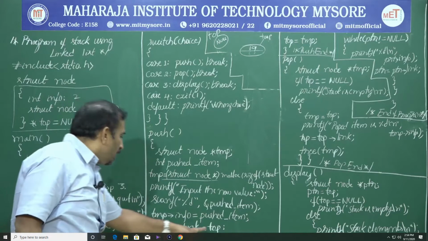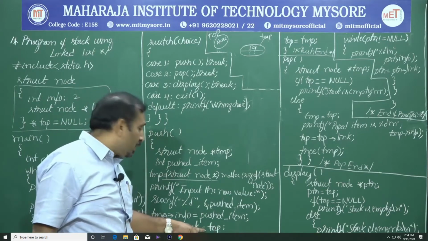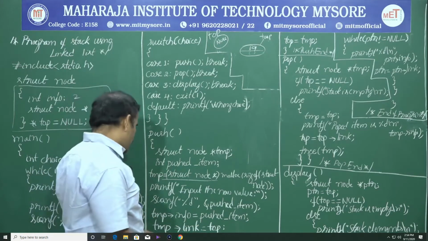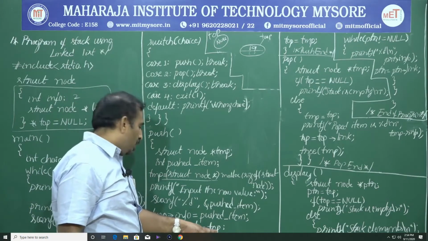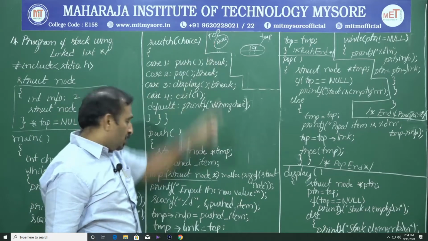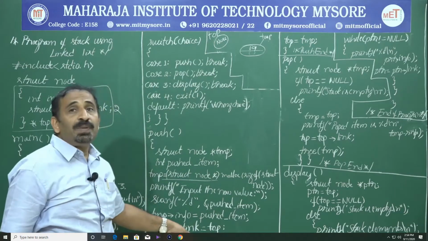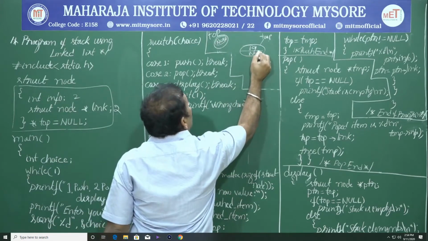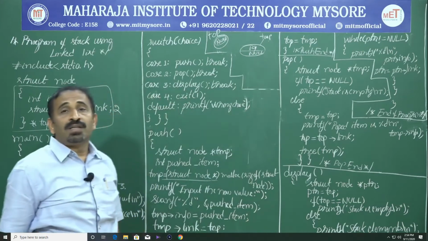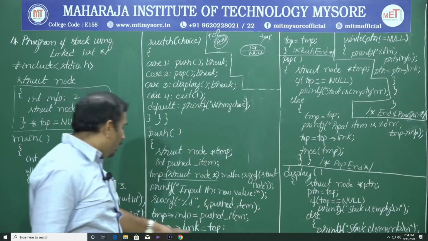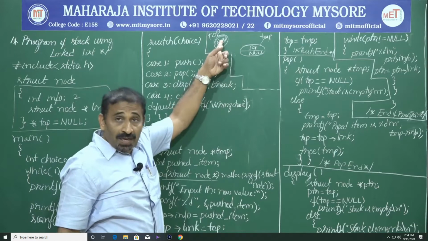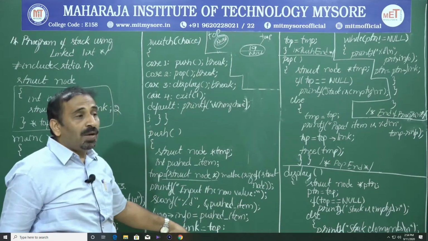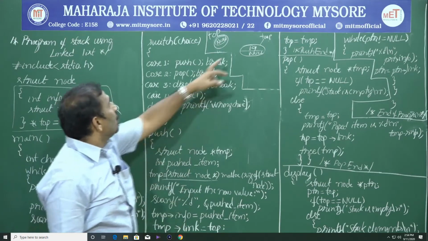Next, top equals TMP arrow link. What is there in top? Top right now is having null. So, that is now assigned to TMP arrow link. What is there here? Null. So, therefore, null will come here. What is there in top? Right now null. So, that will be stored into TMP arrow link. Alright, now that is stored here.